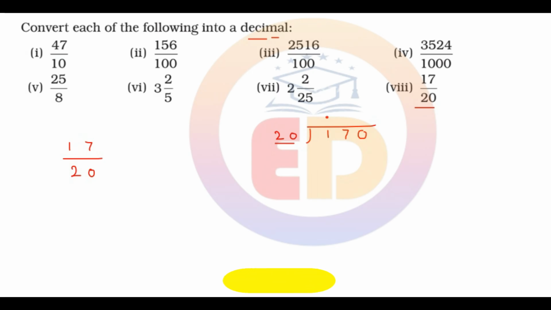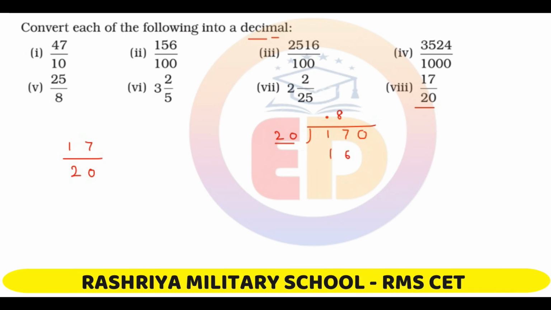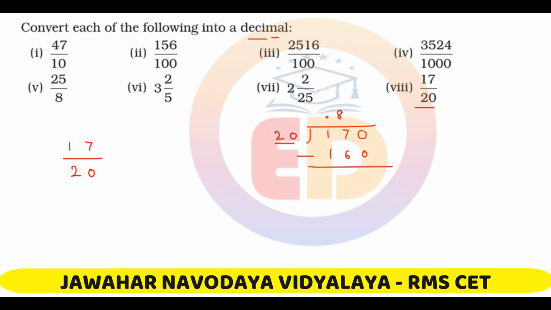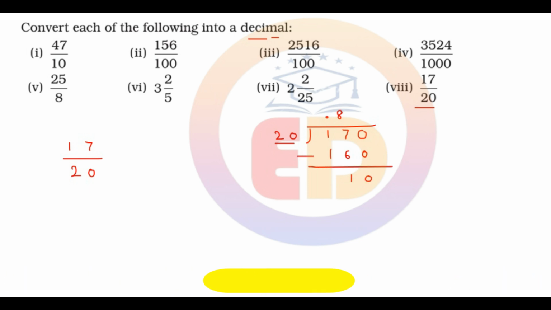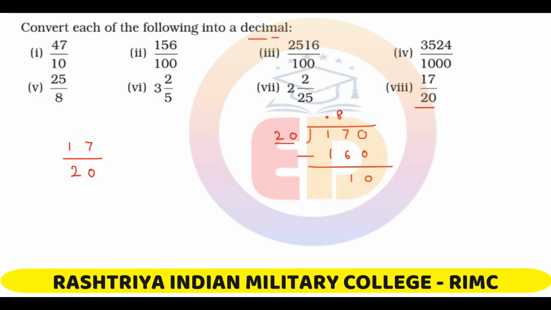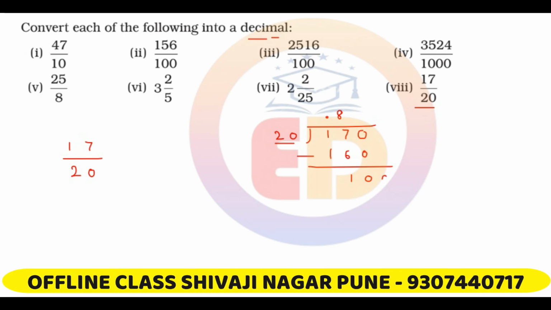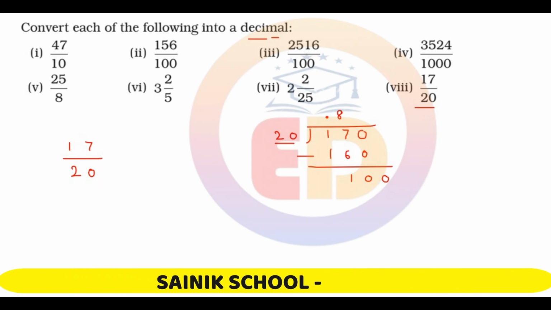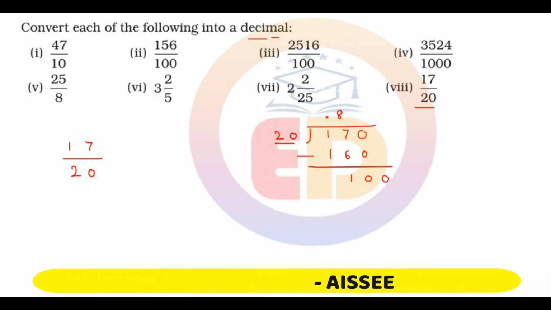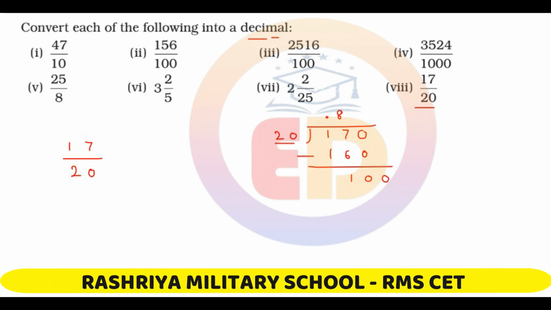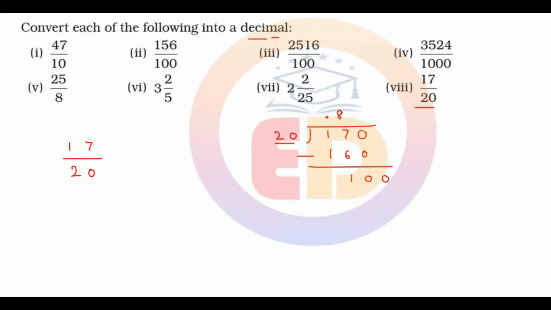Now 20 8s are 160. Subtracting, I get 10. Now 20 will not go in 10. So I have to increase this 10. I have to place a 0. Remember, when we have placed a decimal point in the quotient, then 0 at a time can be placed without doing anything in the quotient. Quotient will remain as it is. Just place a 0. 20 5s are 100. My division is complete. Our quotient is 0.85.